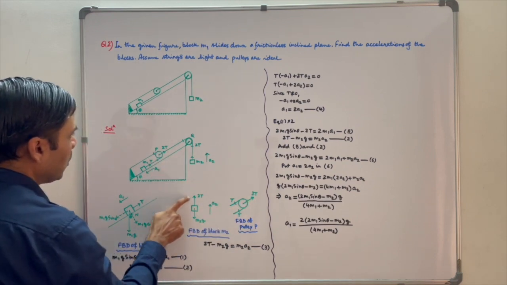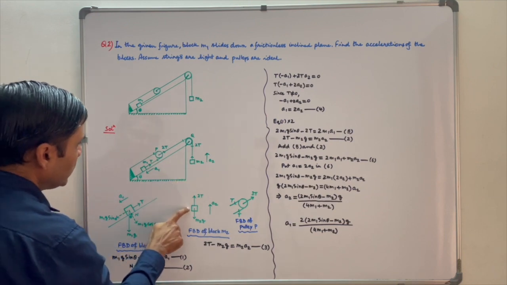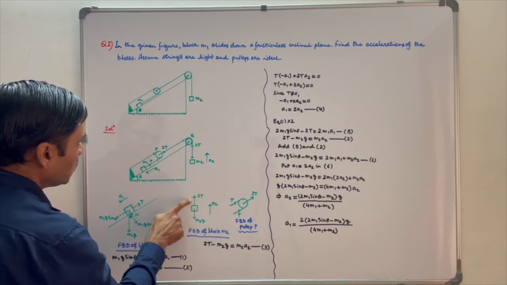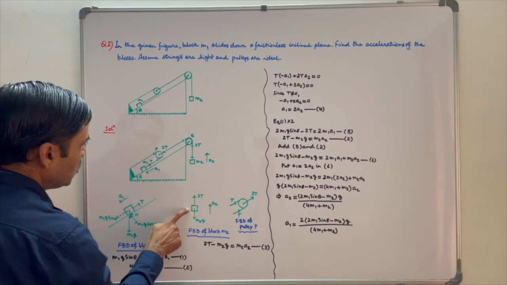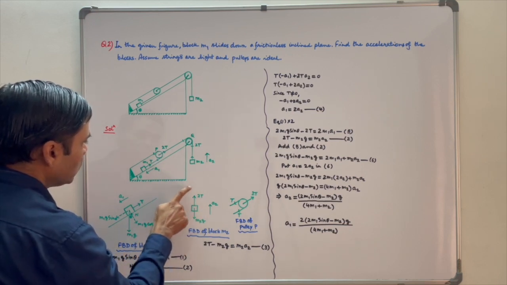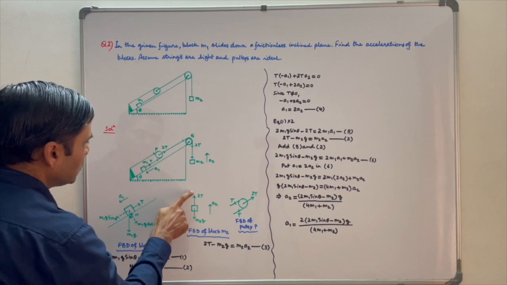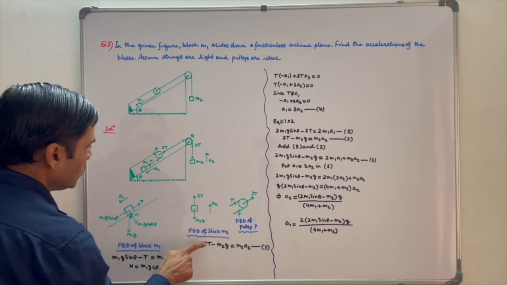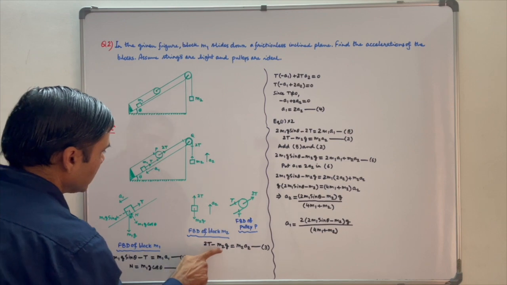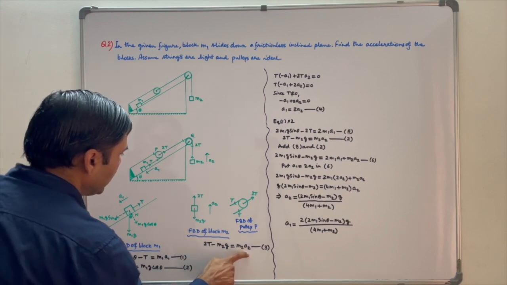This is a BD of block M2. 2T is the tension force working on it due to this string. M2G is its weight. Since this block is moving upwards, net force is upwards, and that is 2T minus M2G. So equation of motion will be 2T minus M2G is equal to M2A2.